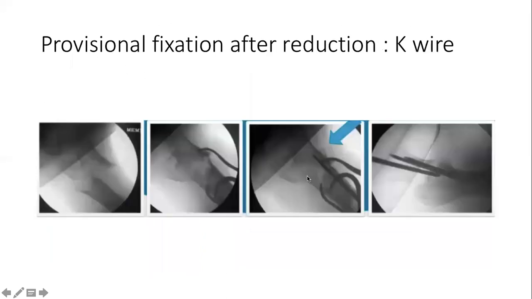Now, what to do after we have reduced the fracture? We should provisionally fix the reduction with a K-wire. Especially in the case of K-wire fixation, we should keep in mind that the K-wire should not go in line with our implant. Otherwise, we have to remove the K-wire during introduction of the implant, and that may cause failure of reduction.